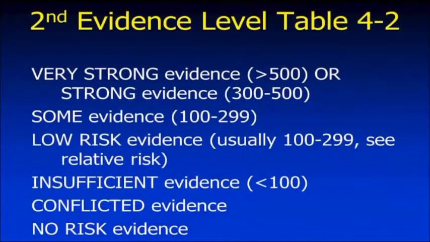Strong evidence would be 300 to 500. Some evidence is 100 to 299. And these are the criteria as they go across. Low risk evidence, insufficient evidence, conflicted evidence. This is a new category.